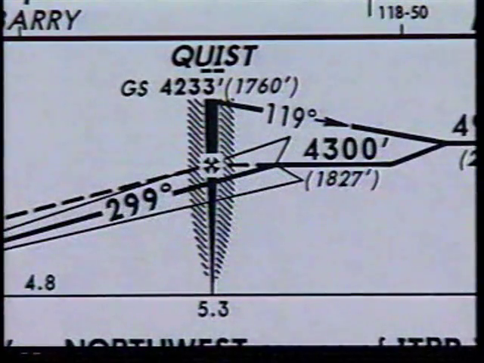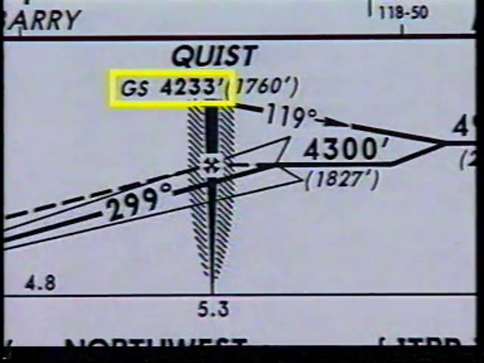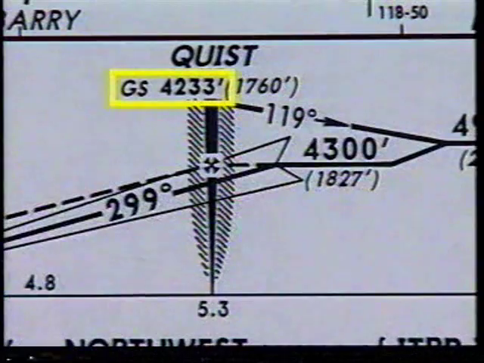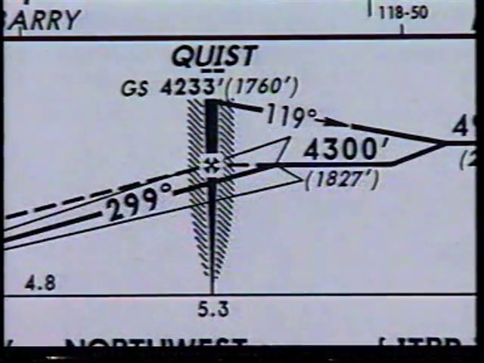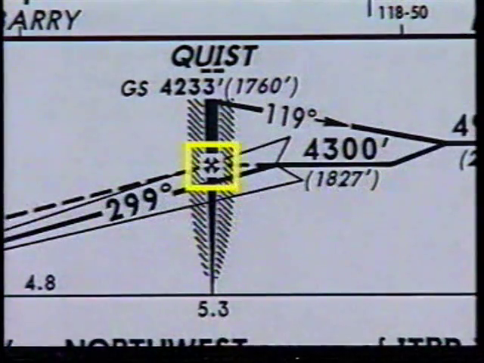For a precision approach, this is the final approach fix, or FAF, and the beginning of the final approach segment. The notation GS 4233 represents your altitude when you are on the glide slope as you pass Quist. For the localizer, glide slope out, or non-precision approach, however, you cannot begin your descent from 4,300 feet until you reach the final approach fix, which is indicated by the Maltese cross symbol.